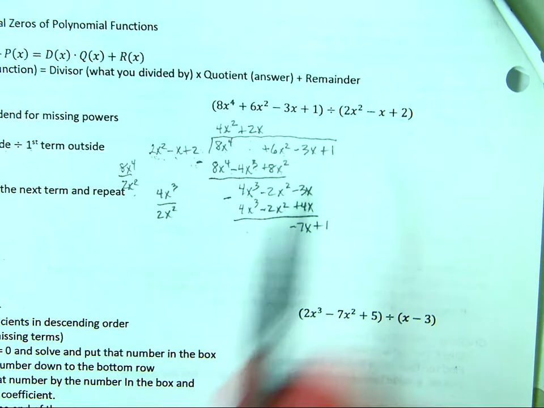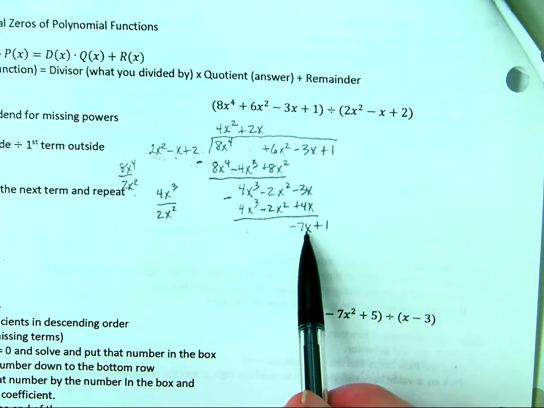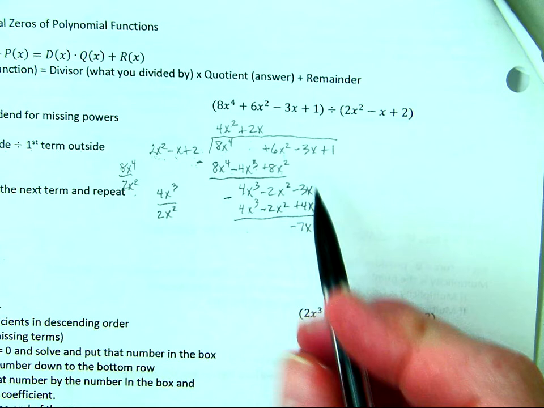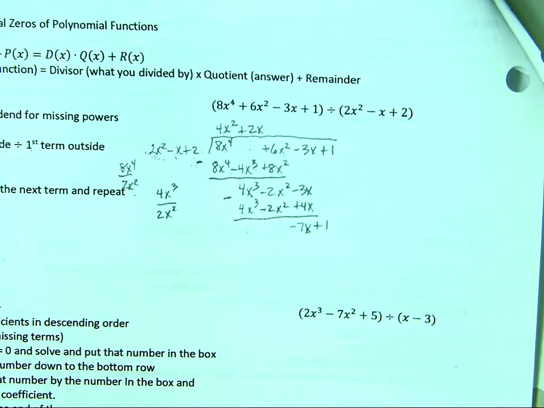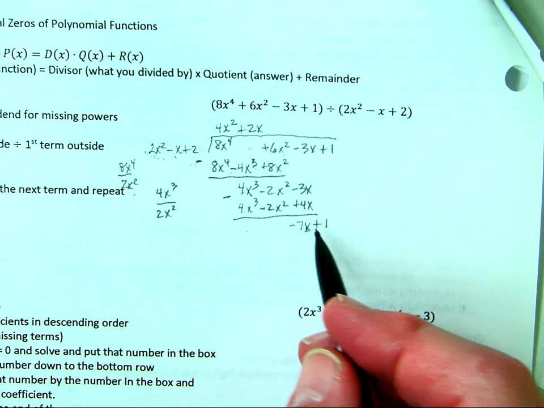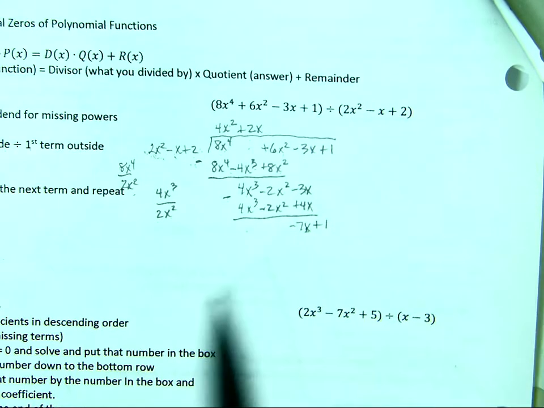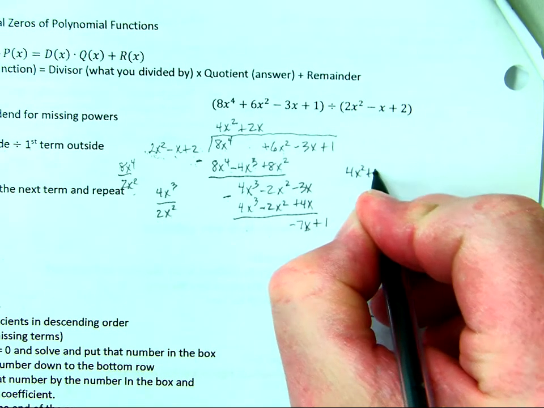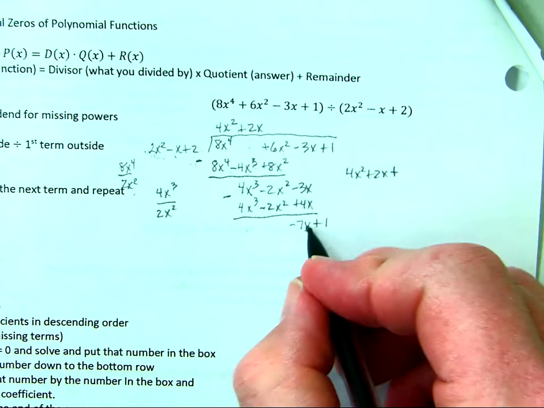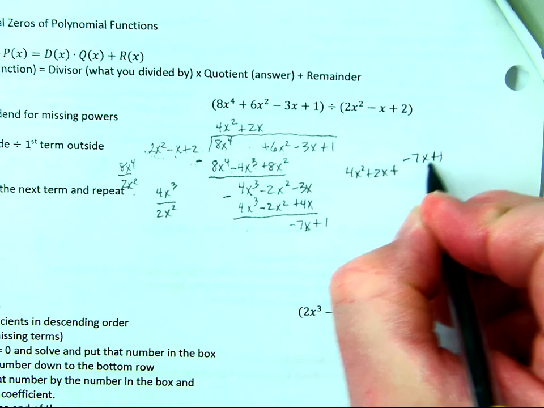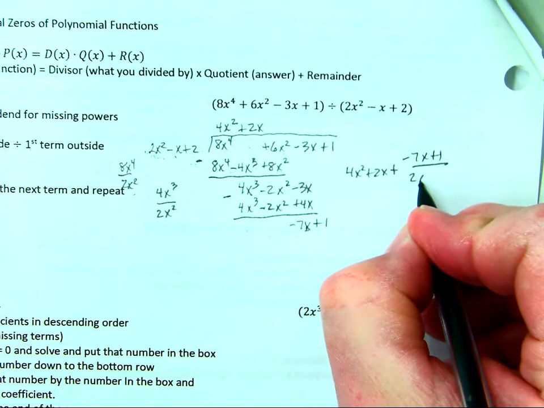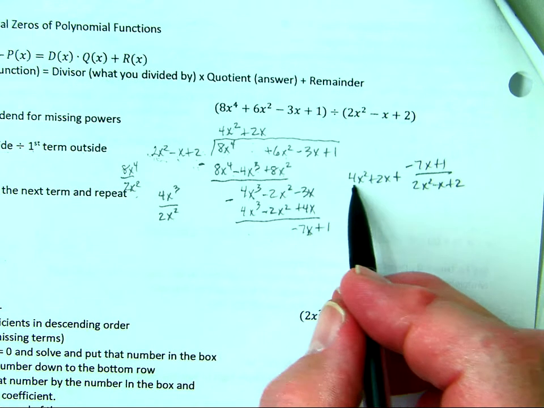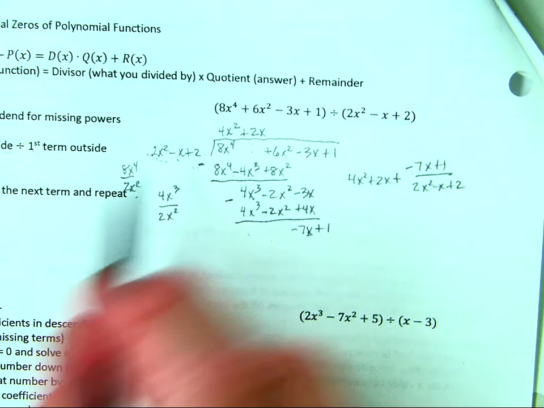Now notice if I repeated that again and divided, do you see here my degree is 1, outside my degree is 2. Anytime this degree inside is smaller than the degree outside, you're done. So this last part is our remainder. You could write it as a remainder. Normally it's written like, if we were writing this answer, we'd say 4x squared plus 2x plus our remainder, and you put that remainder over the divisor. That's normally the way you write your answer.